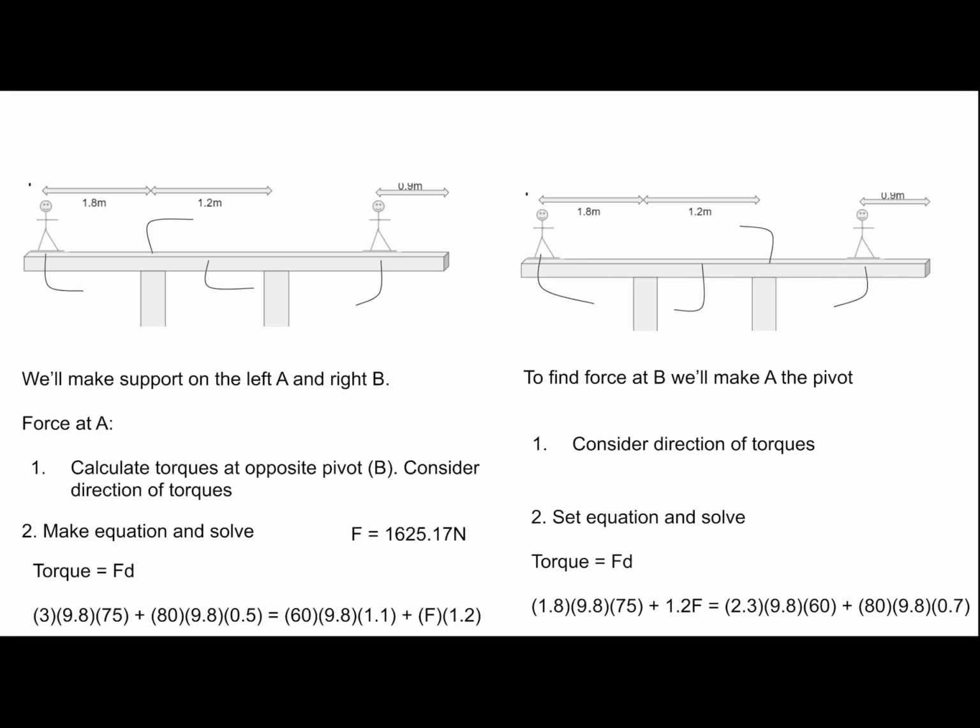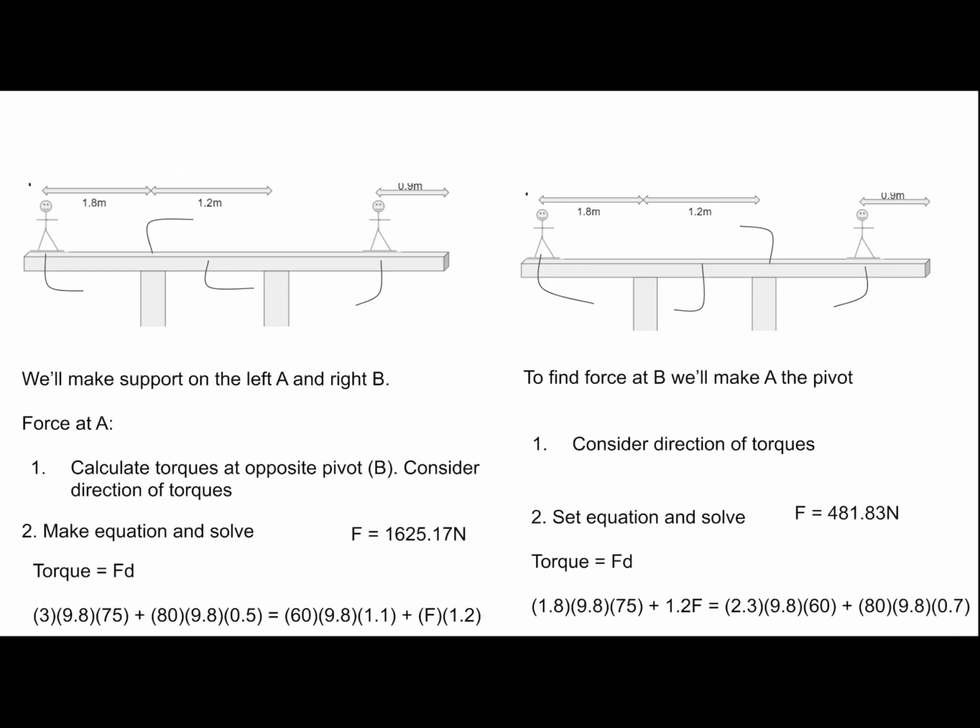In terms of Brian, we've already established that the distance from Brian to support B is 1.1 meters. All we need to do is add on the 1.2 meters in order to find the distance from Brian to support A. So we just add the distance between the two supports, 1.1 plus 1.2, and that will be our 2.3 meters that's used in our equation. So now we just need to solve our equation, and that should give us our force is equal to 481.83 newtons.